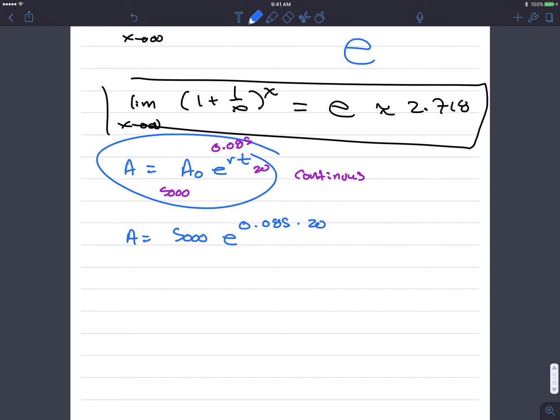You guys can do this in your calculator. 0.085 times 20 is 1.7. So 5,000 e to the 1.7. Okay. And just to let you guys know what this grows to, approximately $27,370.